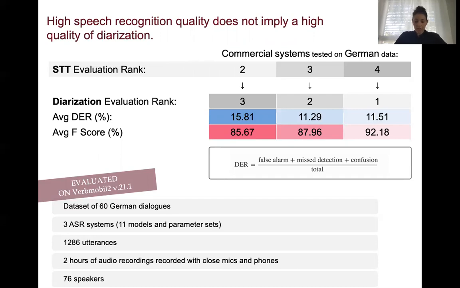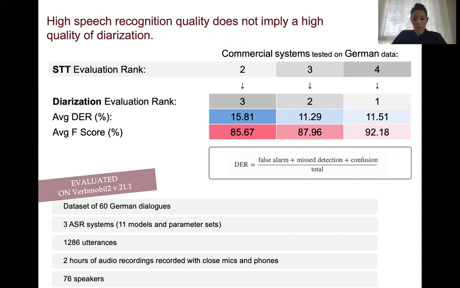Diarization error rate is calculated by adding the duration of non-speech classified as speech, speech classified as non-speech, and the duration of speaker confusion, all divided by the total duration of the reference. And what we've discovered, the worst performing commercial ASR system, according to our STT evaluation, turned out to be the best diarization engine.